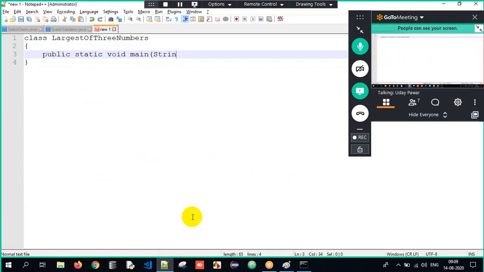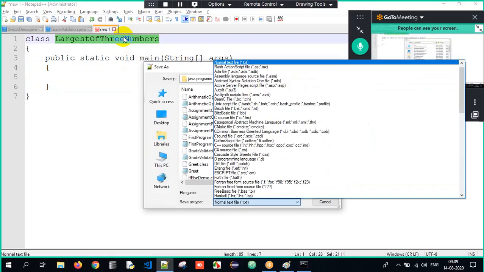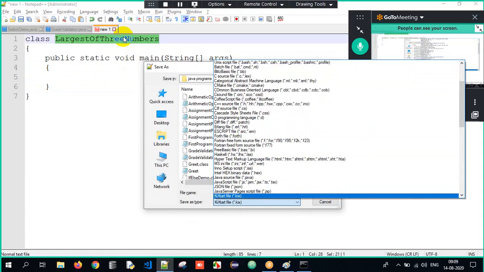A lot of them have done it. So that's the reason I'm going a bit quick here, because everyone knows it already. But a few of them are not aware of it. For them, I'm trying to do it. Okay, let me save this file. We have to save it as a Java source file.